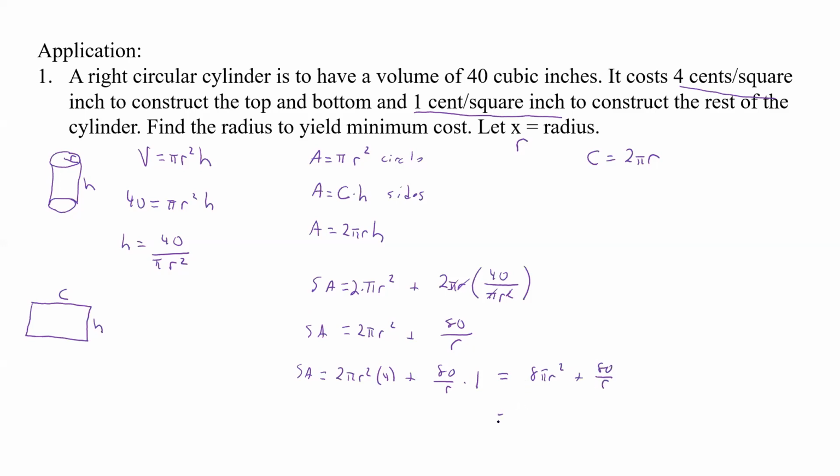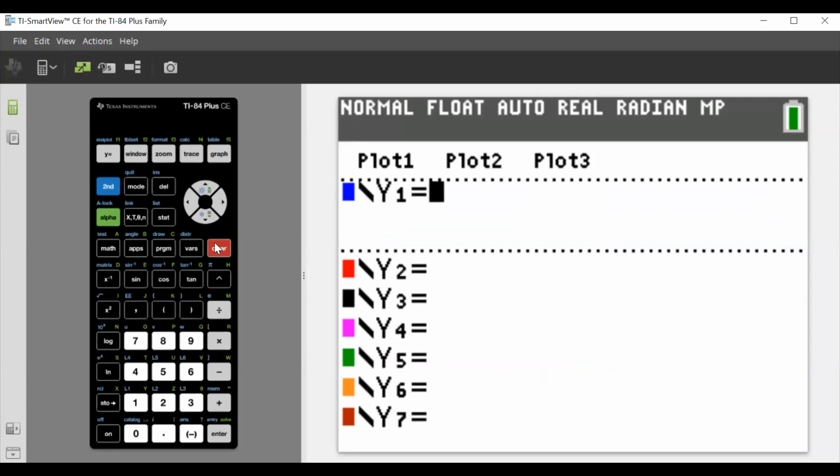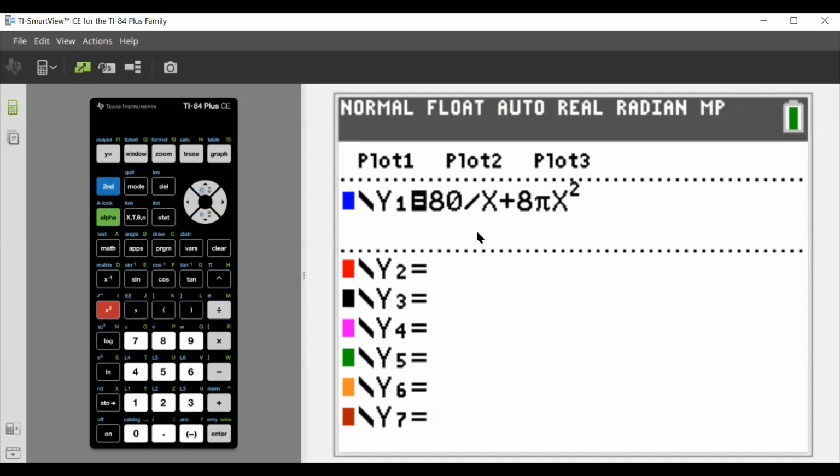Now, if we put that in terms of x, that's 8 pi x squared, so we know how to plug it in a calculator, plus 80 over x. And what we want to do is find the minimum cost. So that's the equation we need to enter in our calculator to find the minimum. If I can remember that equation, it was 80 divided by x, plus 8 times pi times x squared, I believe. Okay, 80 over x, yeah.